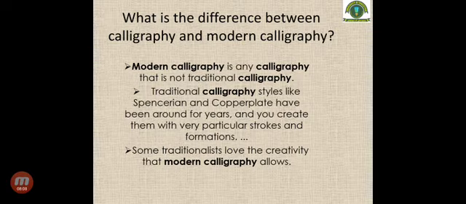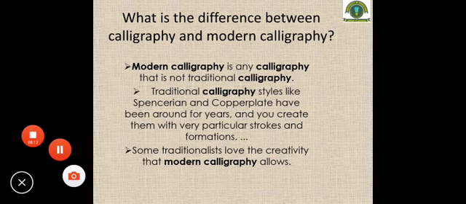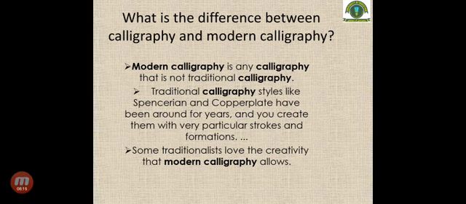Next we will talk about what is the difference between calligraphy and modern calligraphy. Modern calligraphy is any calligraphy that is not traditional calligraphy. It is quite simple. जो traditional calligraphy नहीं होगी वो modern calligraphy होगी. Traditional calligraphy styles like Spencerian and copperplate have been around for years, and you create them with very particular strokes and formations. Some traditionalists love the creativity that modern calligraphy allows.